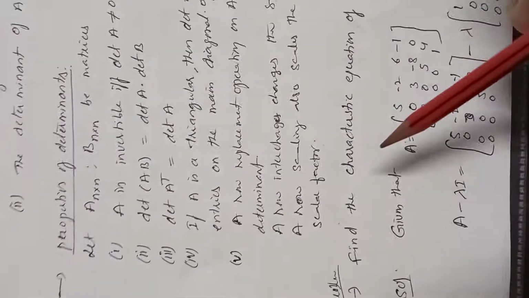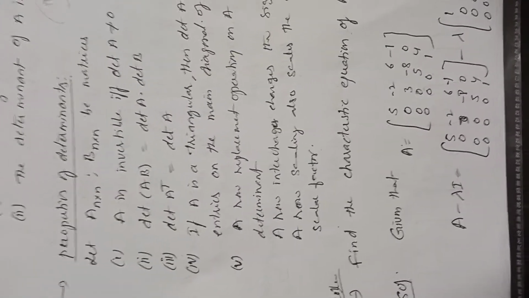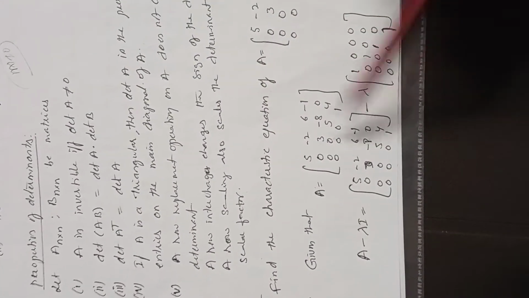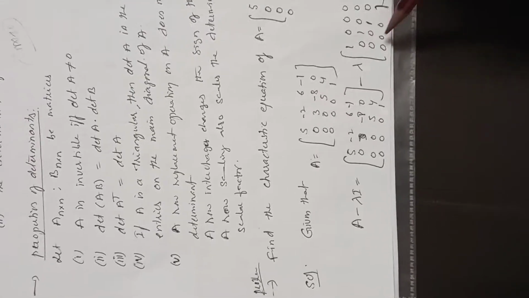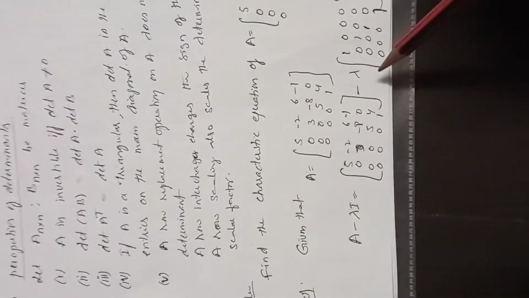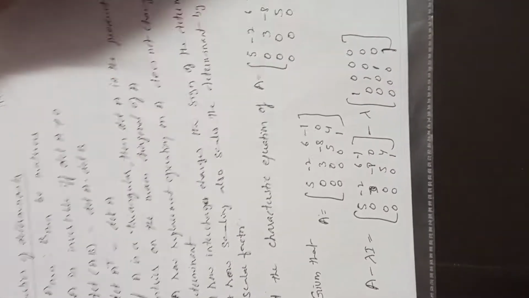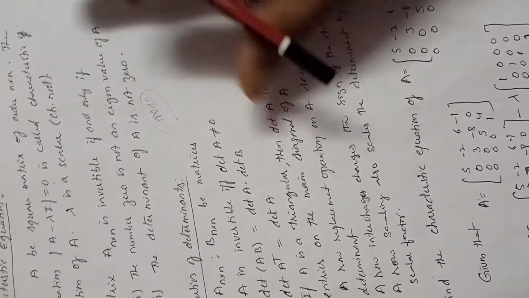Here is an application: find the characteristic equation of the matrix A. See here, it is a 4 by 4 matrix. There are 4 rows and 4 columns. It is a square matrix. To get the characteristic equation, we first have to find A minus lambda I. A is the matrix, lambda is any scalar, and I is the unit matrix of order 4. Why do we take a 4 by 4 matrix? Because the given matrix is of order 4 by 4.